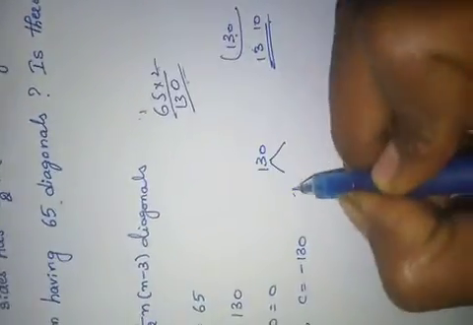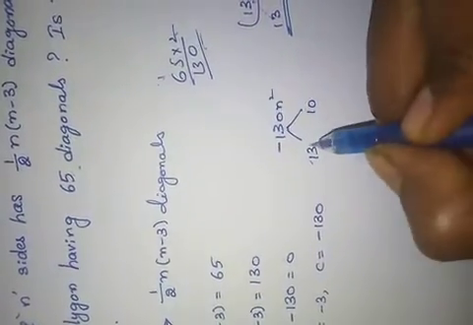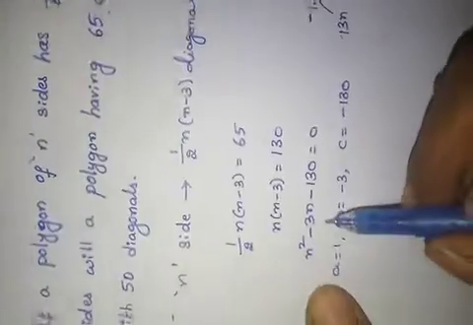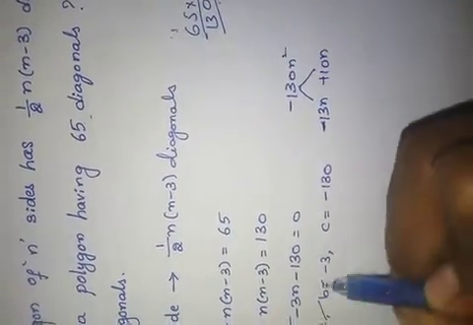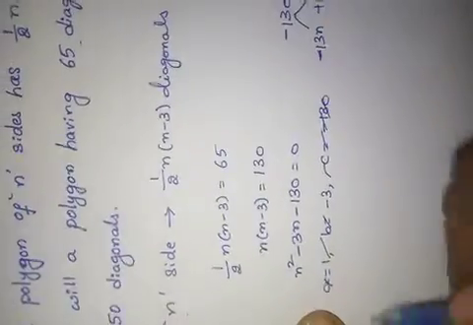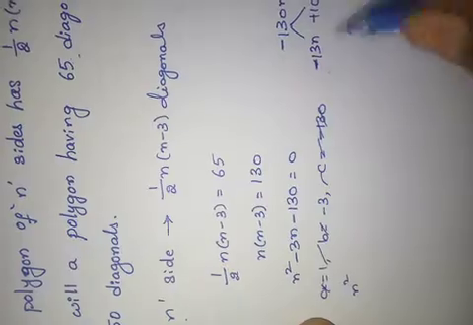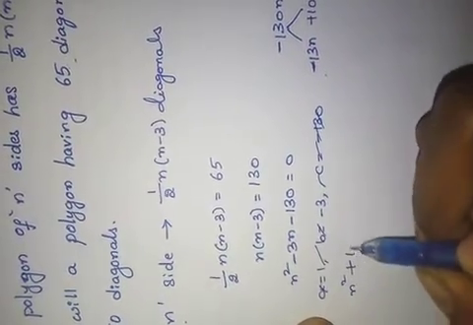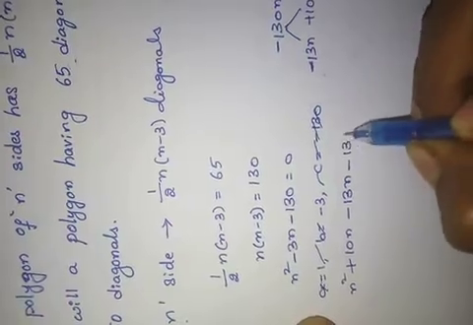130, 13 tens are. What is the symbol here? Minus n square. So n. Here what is the symbol? Minus. So for bigger number minus, smaller number plus. So factorization, it is easy, no? N square, in the place of minus 3n I am writing this, plus 10n minus 13n minus 130 equals to 0.